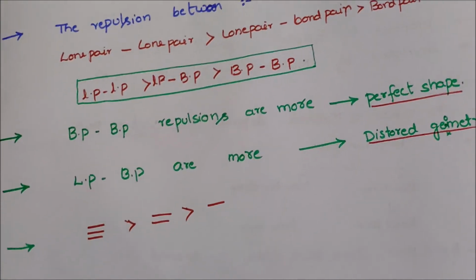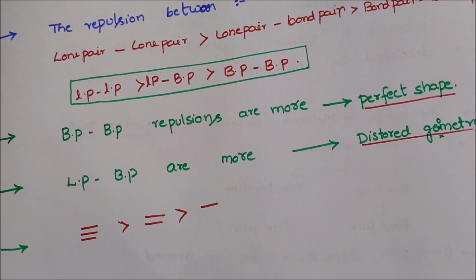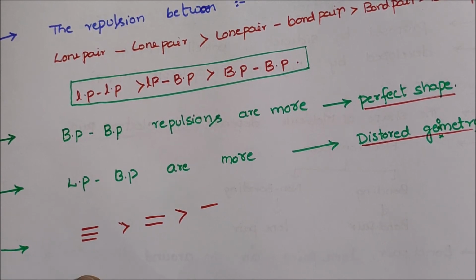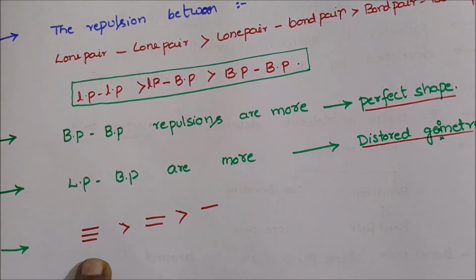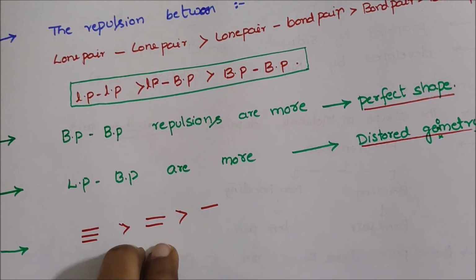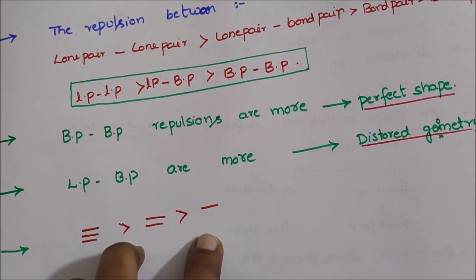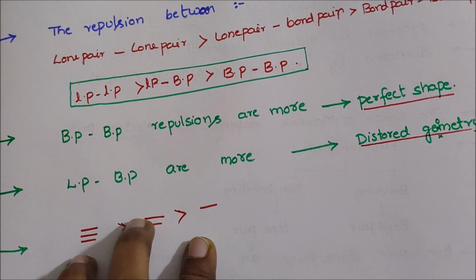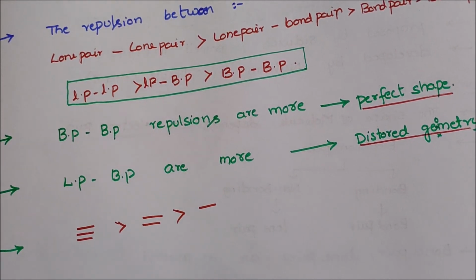Next, the repulsion of a triple bond is greater than a double bond, which is greater than a single bond. That means the repulsions are more in the triple bond than the double bond, and less repulsion is present in the single bond. This is the VSEPR theory.